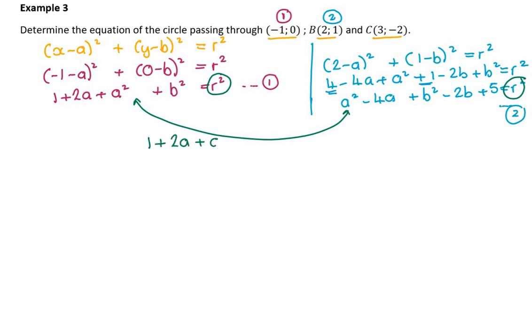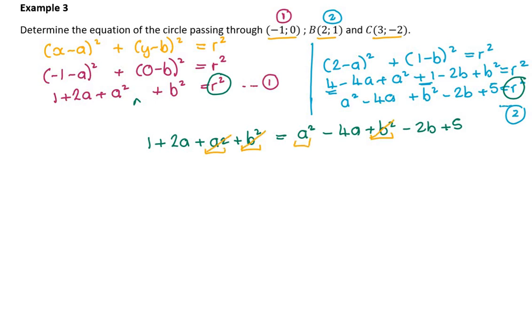So 1 plus 2a plus a squared plus b squared is going to equal a squared minus 4a plus b squared minus 2b plus 5. Now you'll notice in example 1 the b squareds cancel and I just had an equation with a, whereas I don't have that here because the b's are there as well. However, this can simplify down quite nicely because you'll notice I have b squared and b squared, so they will disappear. I have a squared and a squared, so they will disappear.